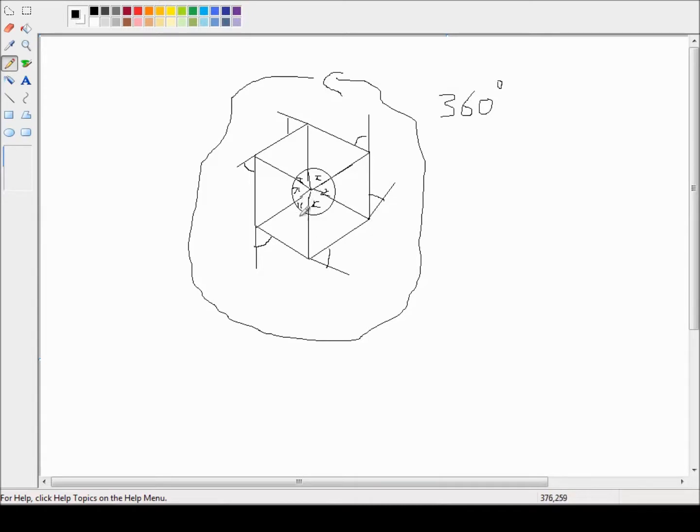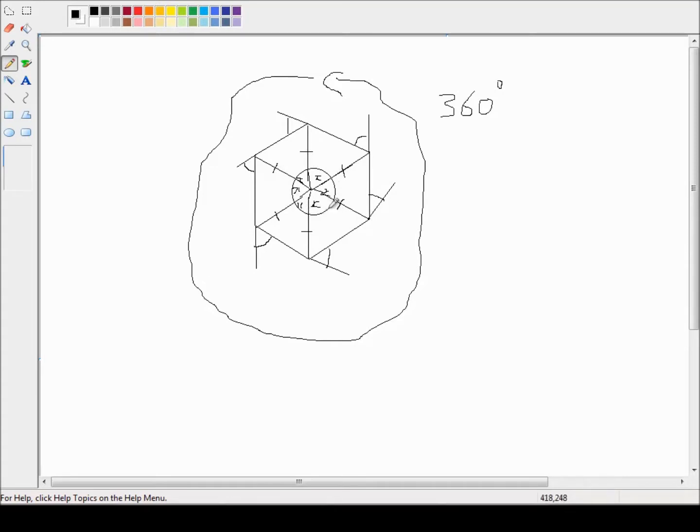Now if this were a regular polygon, or a regular hexagon in this case, but any regular polygon, then the length of this line would be the same as the length of this line, which is the same as the length of each of the other lines. So what we have here is 6 isosceles triangles.